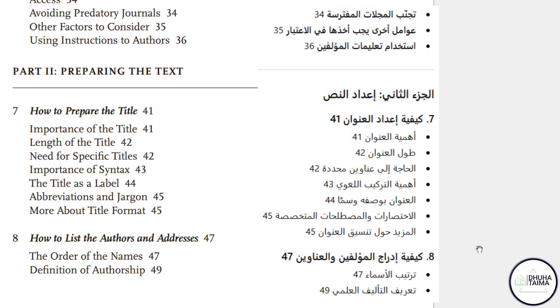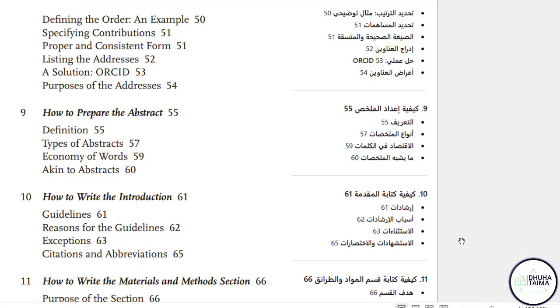8. How to list the authors and addresses. The order of the names. Definition of authorship. Defining the order. An example. Specifying contributions. Proper and consistent form. Listing the addresses. A solution: ORCID. Purposes of the addresses.